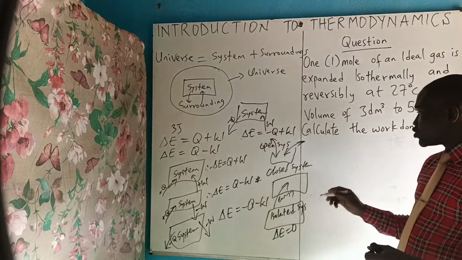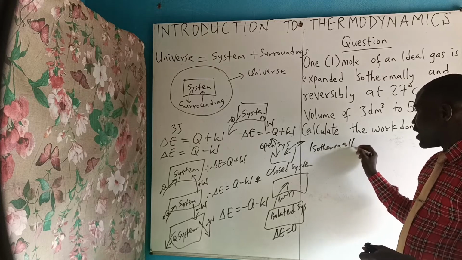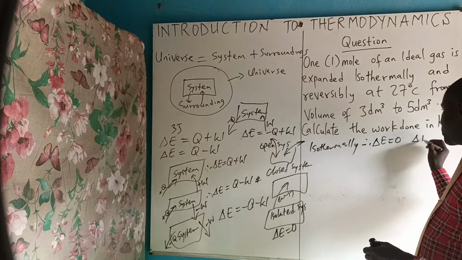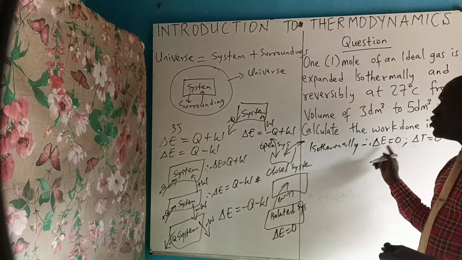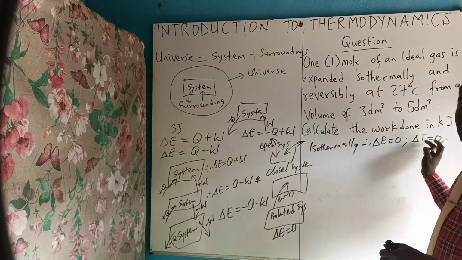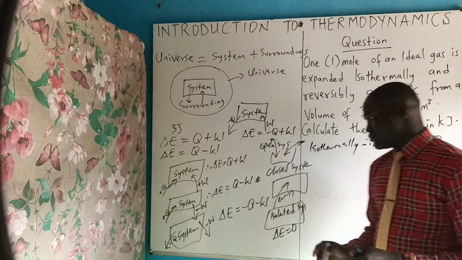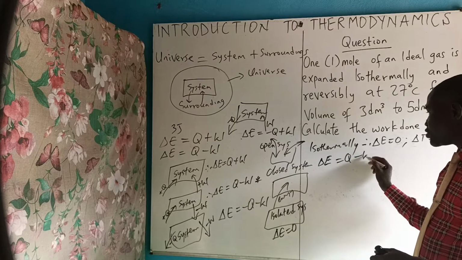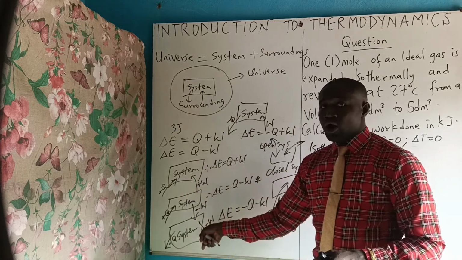It's also to note that when something occurs isothermally, the change in E is 0 and the change in T is equal to 0. It means that the energy is constant and the temperature is constant. From here, we have that change in E is equal to Q minus W. That is, it gains energy and it performs work on the surrounding.